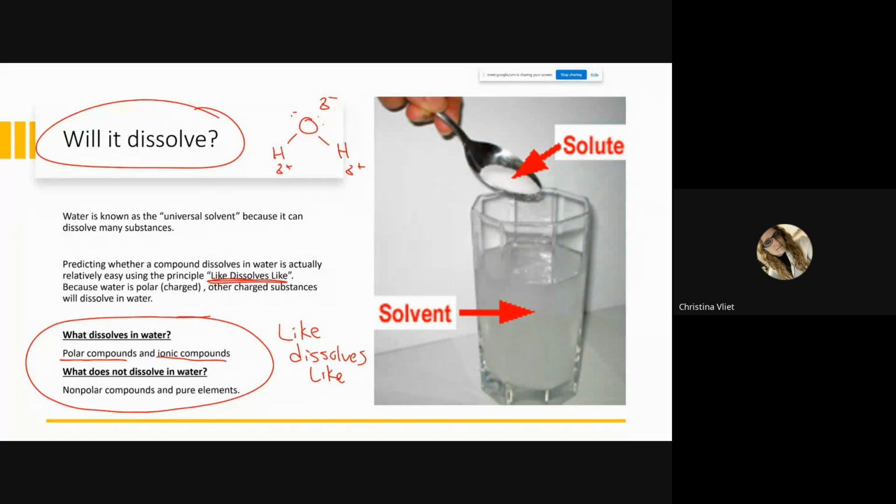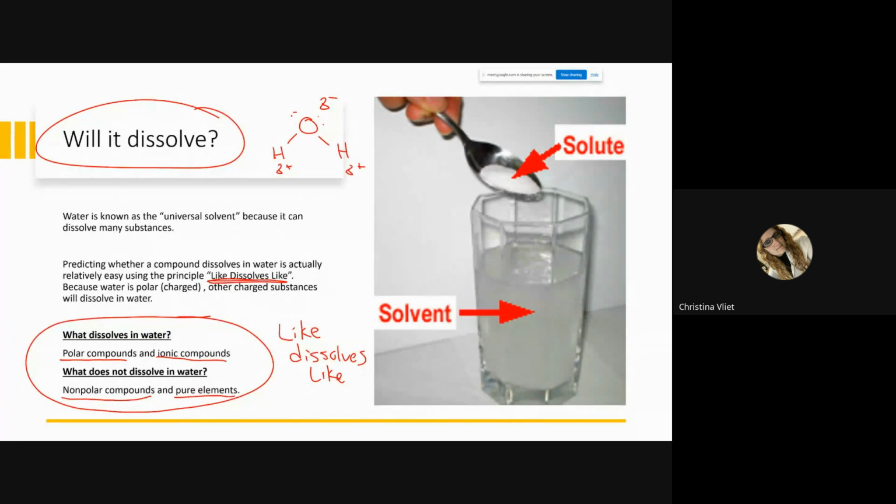And what doesn't dissolve in water? Non-polar compounds and pure elements do not dissolve. What do I mean by pure element? Think about aluminum. Aluminum foil is not quite a pure element because there's a layer of salt. But if you have pure aluminum, like the copper wires that we used for our electrodes, that was a pure element. Does that dissolve in water? Pure elements? No.